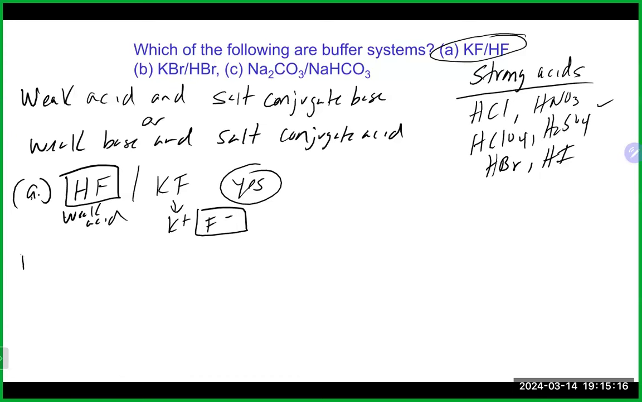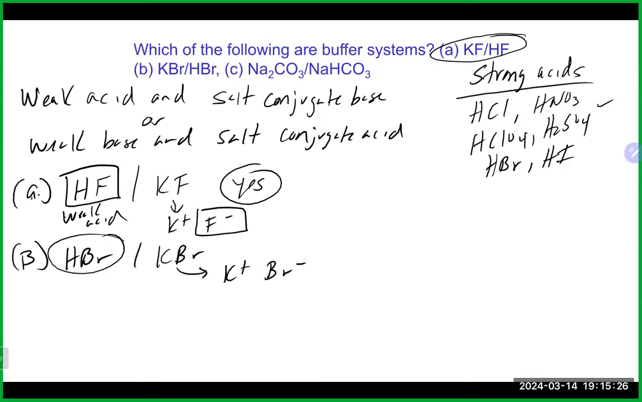Now, if we go to B here, which is HBr and KBr, a salt, which is K plus and Br minus. These two are related to each other. Would that be a buffer? They would not, because this acid is a strong acid, which we see on our list. So that automatically means it cannot be a buffer, because a buffer cannot be composed of a strong acid or strong base, because it won't be able to set up that equilibrium like we talked about.